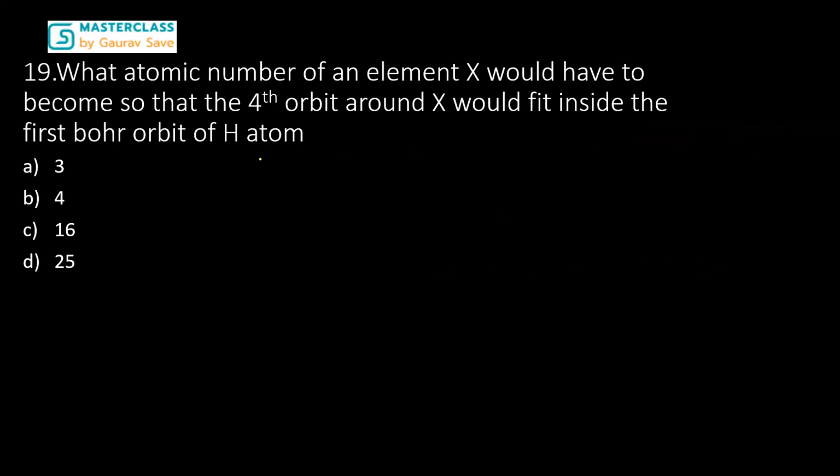Next: what would the atomic number of an element X have to become so that the fourth orbit around X would fit inside the first orbit of the hydrogen atom? Guys, they are telling us that the fourth orbit around X should become equal to that of the first orbit of hydrogen atom, and the radius in the nth orbit has the formula 0.529 n square upon Z. What they are asking us is the value of the atomic number, meaning Z for X.